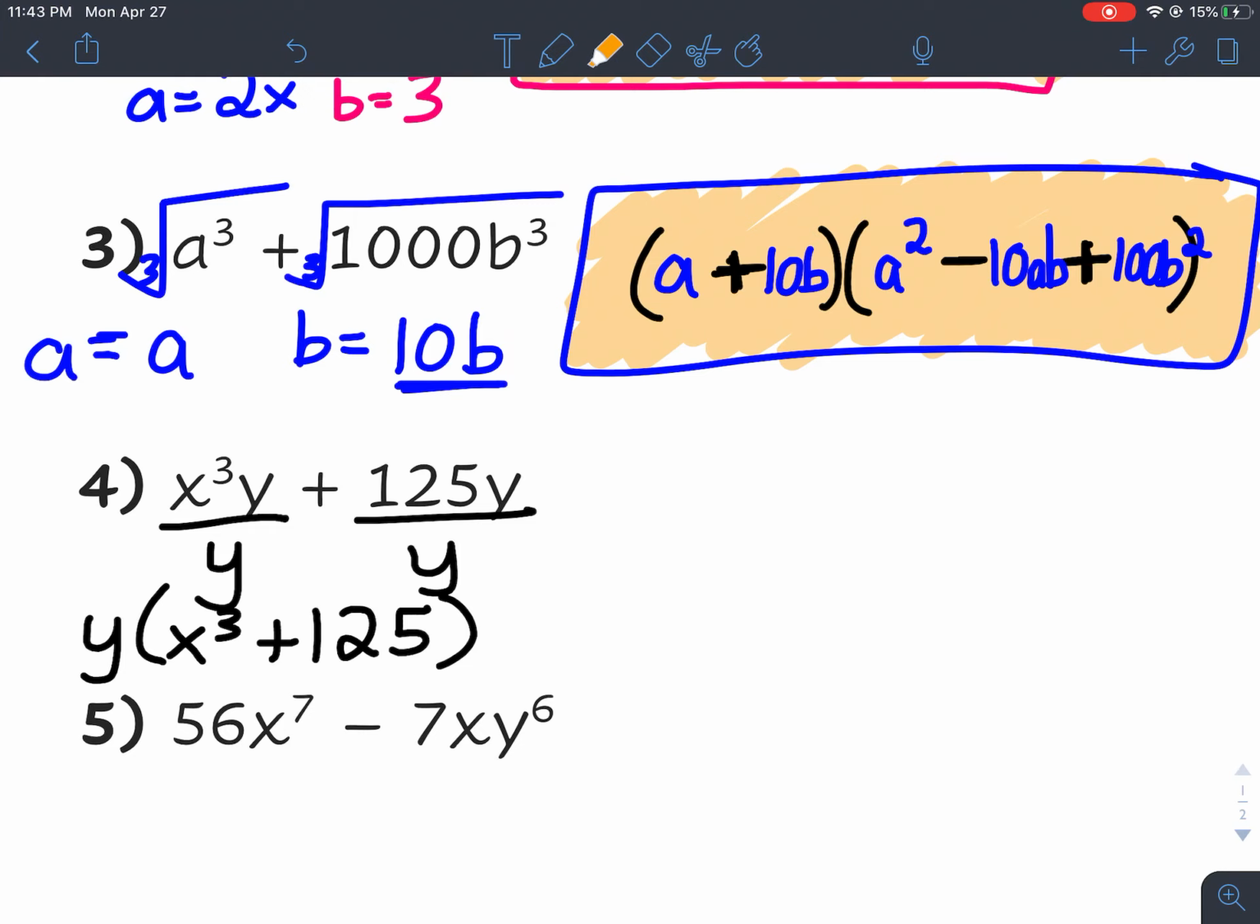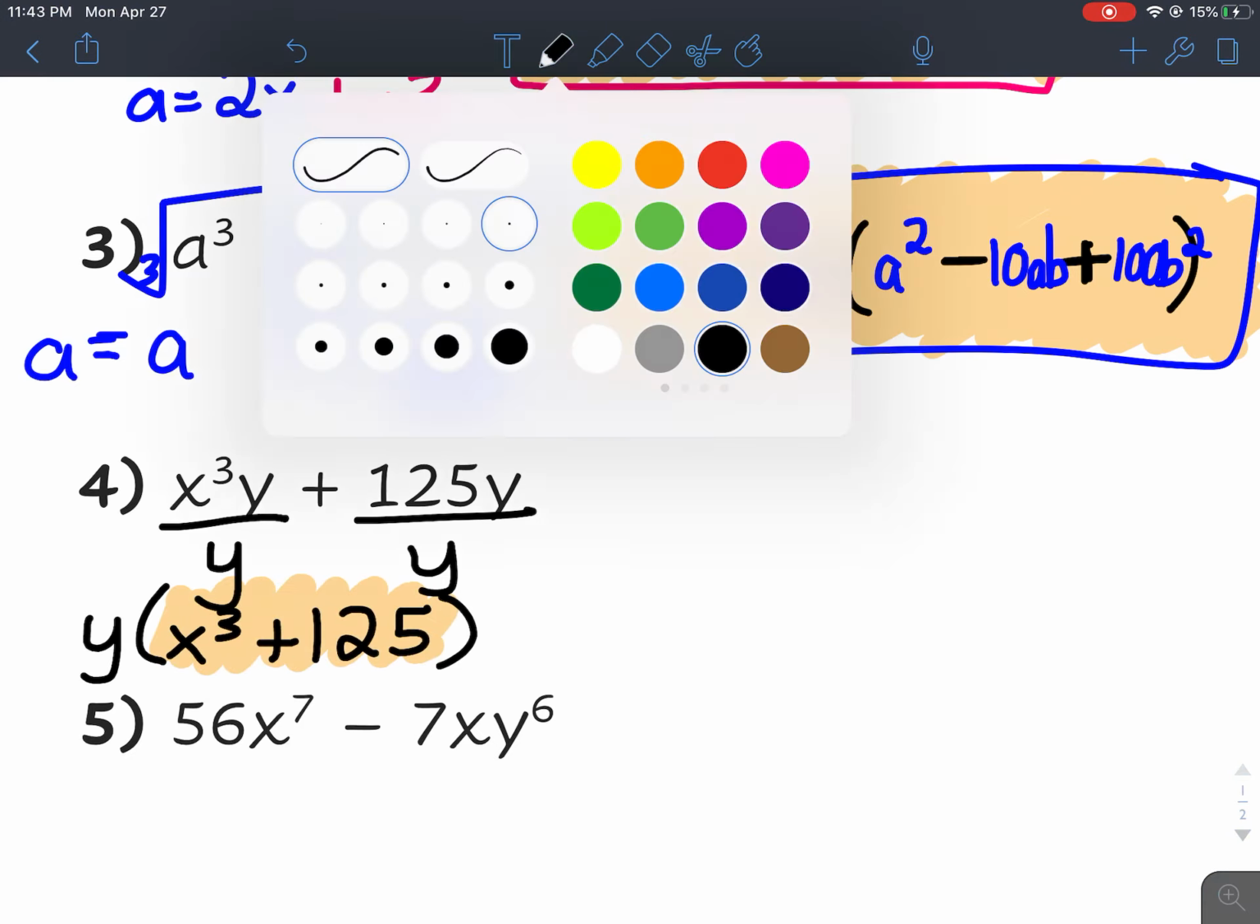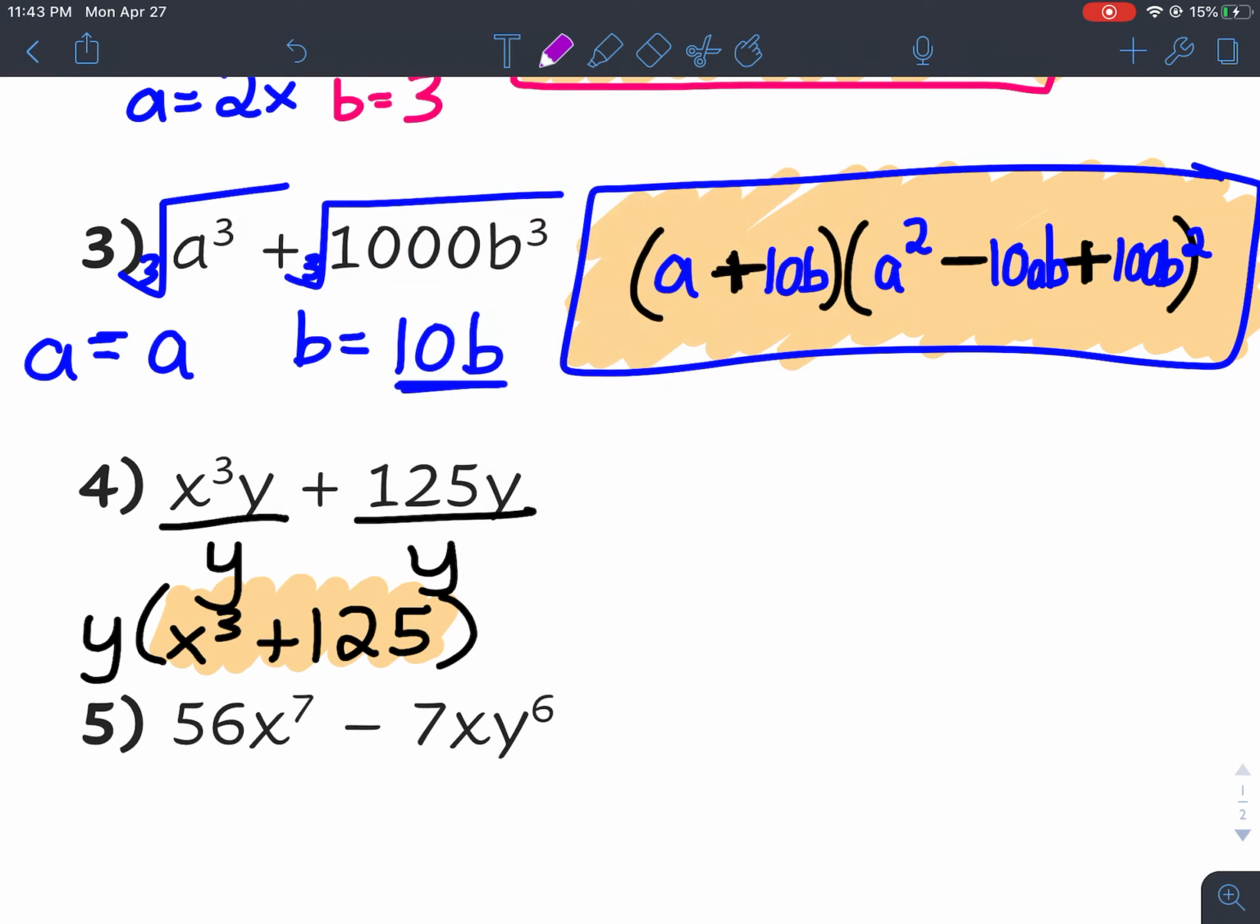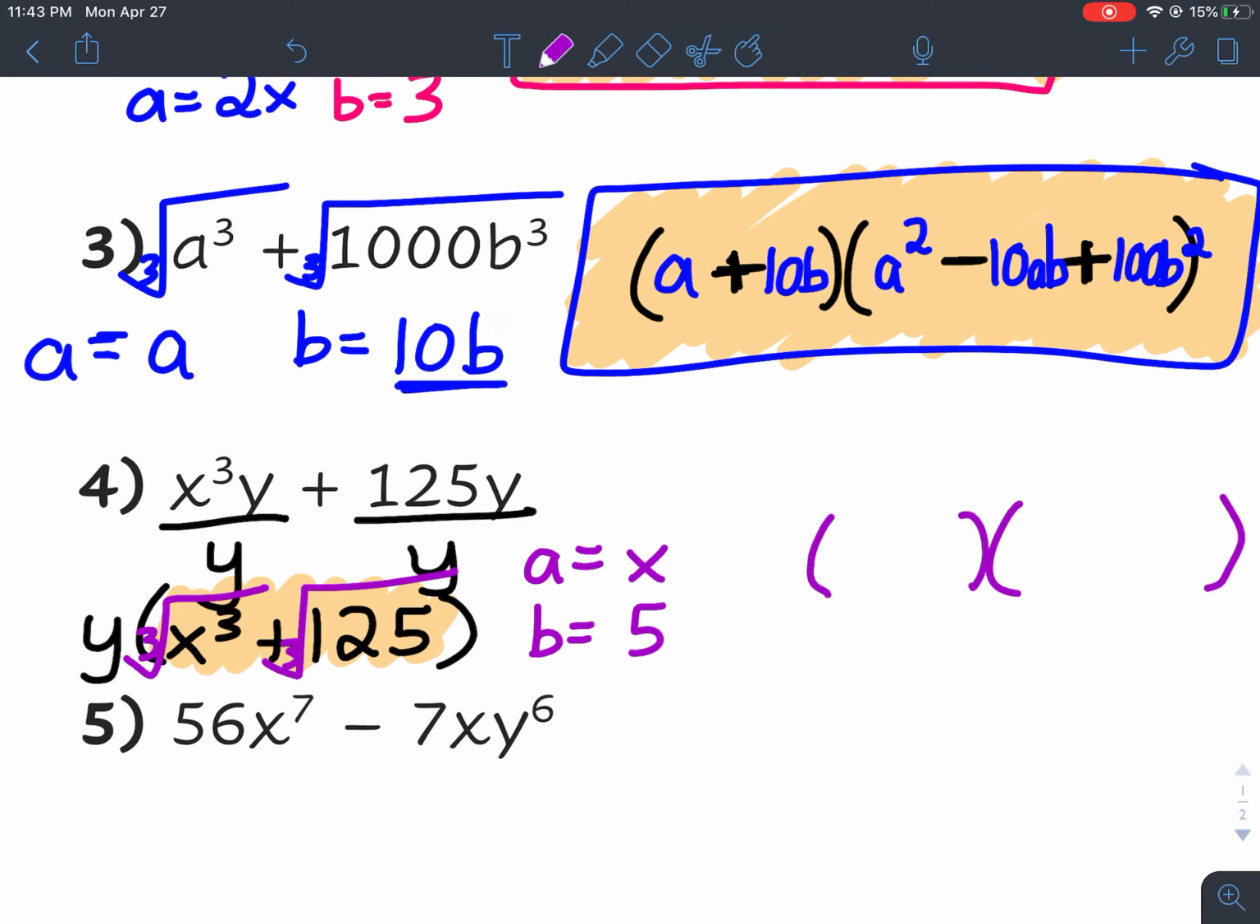Well, if this is a GCF problem, why is it in the section of sum and difference of cubes? If you look at the problem now, we have our perfect cubes. We have x to the third, and we have 125. So what's the cube root of x to the third? It would be x. What's the cube root of 125? 5.